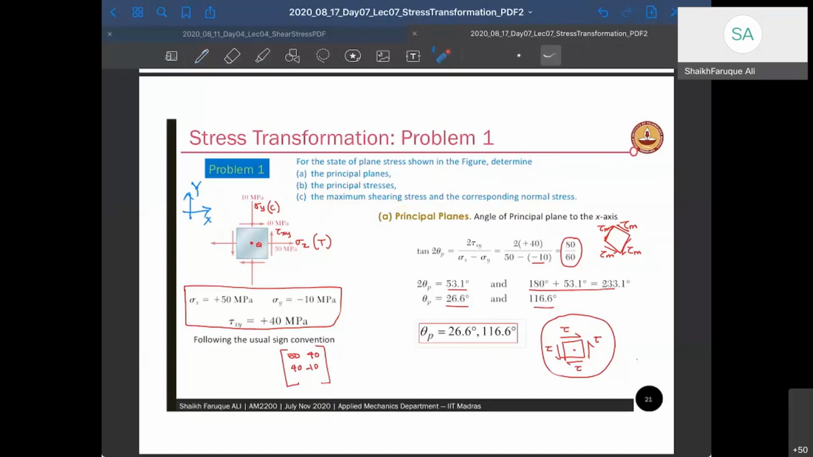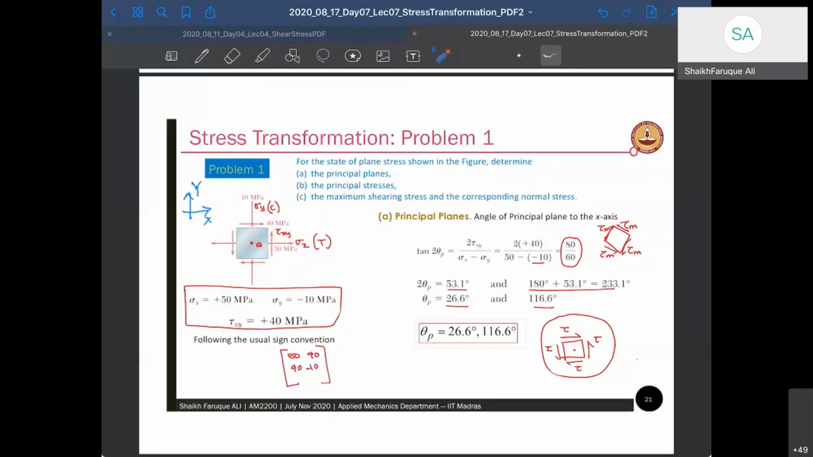Let us understand this figure. So this is the figure that is drawn. There's a point Q around which these stresses are found. We know the stress along x is given as 50 MPa. Positive shear stress tau xy is given as 40 MPa, and negative sigma y is given as this. So I can write them as sigma x is positive 50 MPa, sigma y is negative 10 MPa, and tau xy is positive 40. Done. It's fixed.